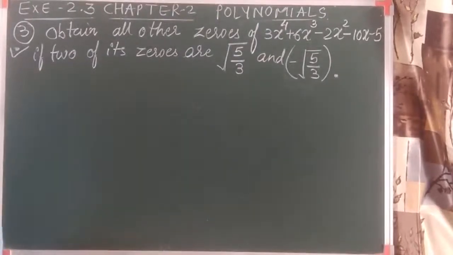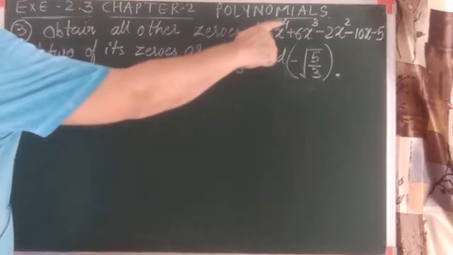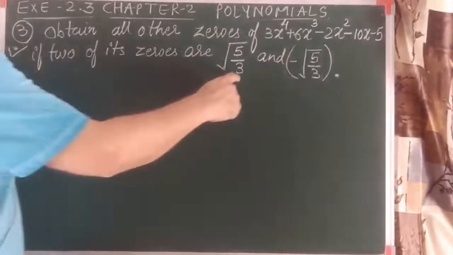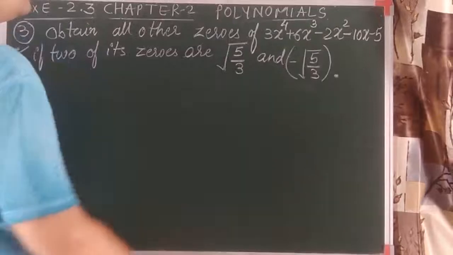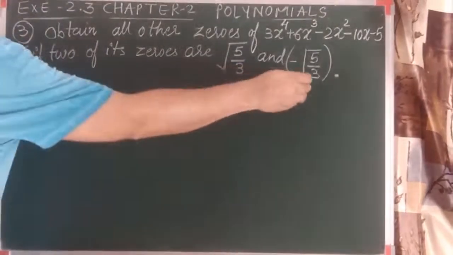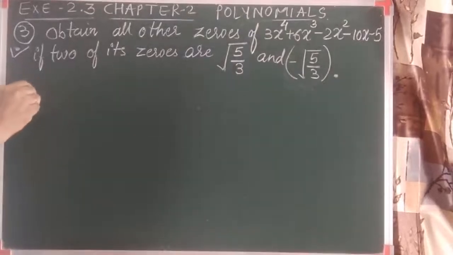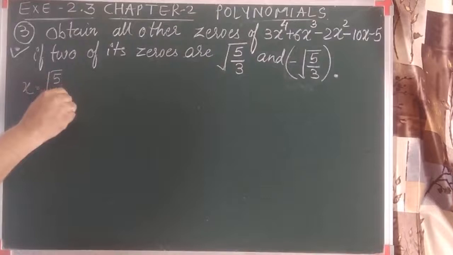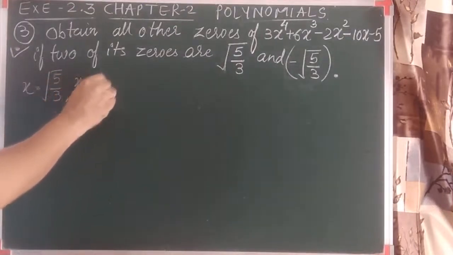So let's come to this question. The question says that we have to find the remaining two zeros of this polynomial, as two zeros are given. As these two are zeros, let us consider both as values of x. One value of x is this and another value of x is this.